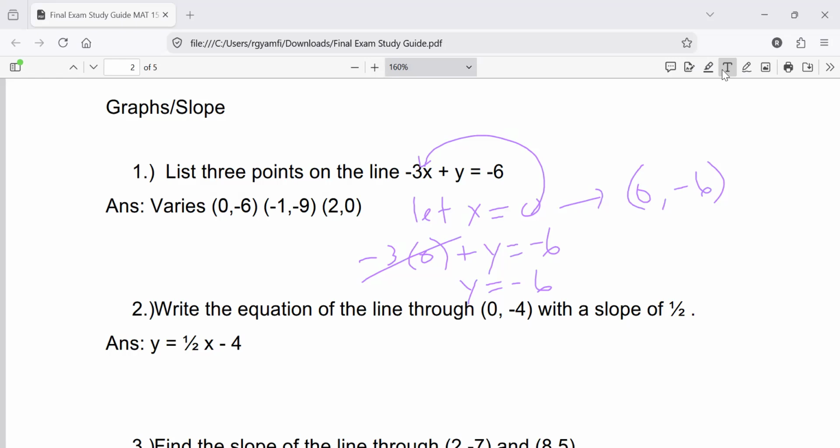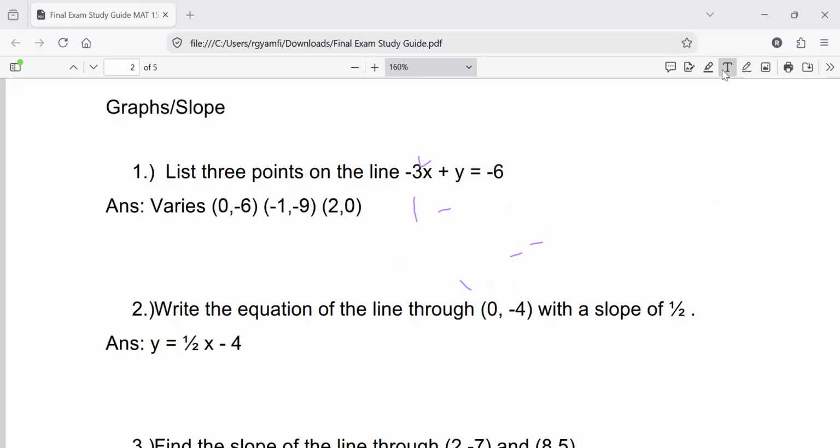All right. The next one, I'm going to try probably when x is positive 1. Again, it doesn't matter. Just choose any value for x. But I'm only doing small values because that works better than using big numbers. So when x equals positive 1, I'm going to replace x with a positive 1. So negative 3 times positive 1 plus y equals negative 6.